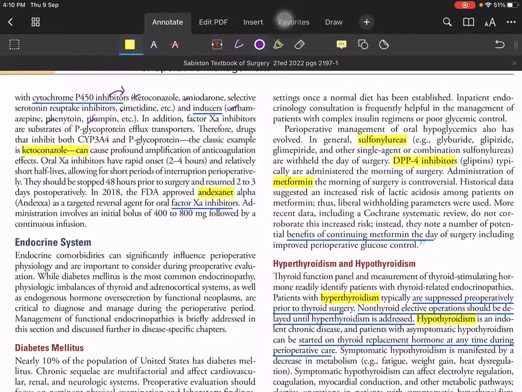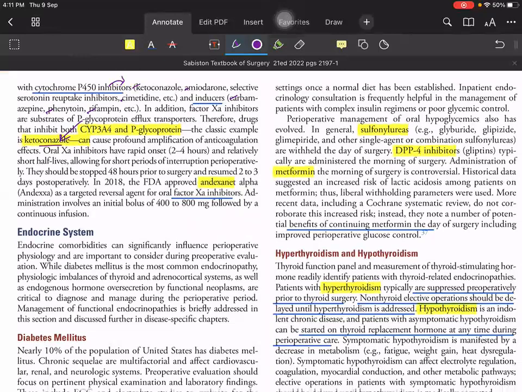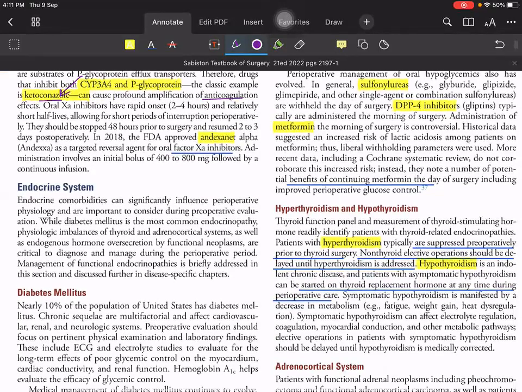So one drug is there which inhibits both CYP3A4 and P-glycoprotein. What is the drug name? It's called ketoconazole. Ketoconazole has an anti-androgenic effect, which you should know. And the reversal agent for oral factor Xa inhibitors is called andexanet alfa. That was recently FDA approved in 2018. Okay, andexanet alfa.